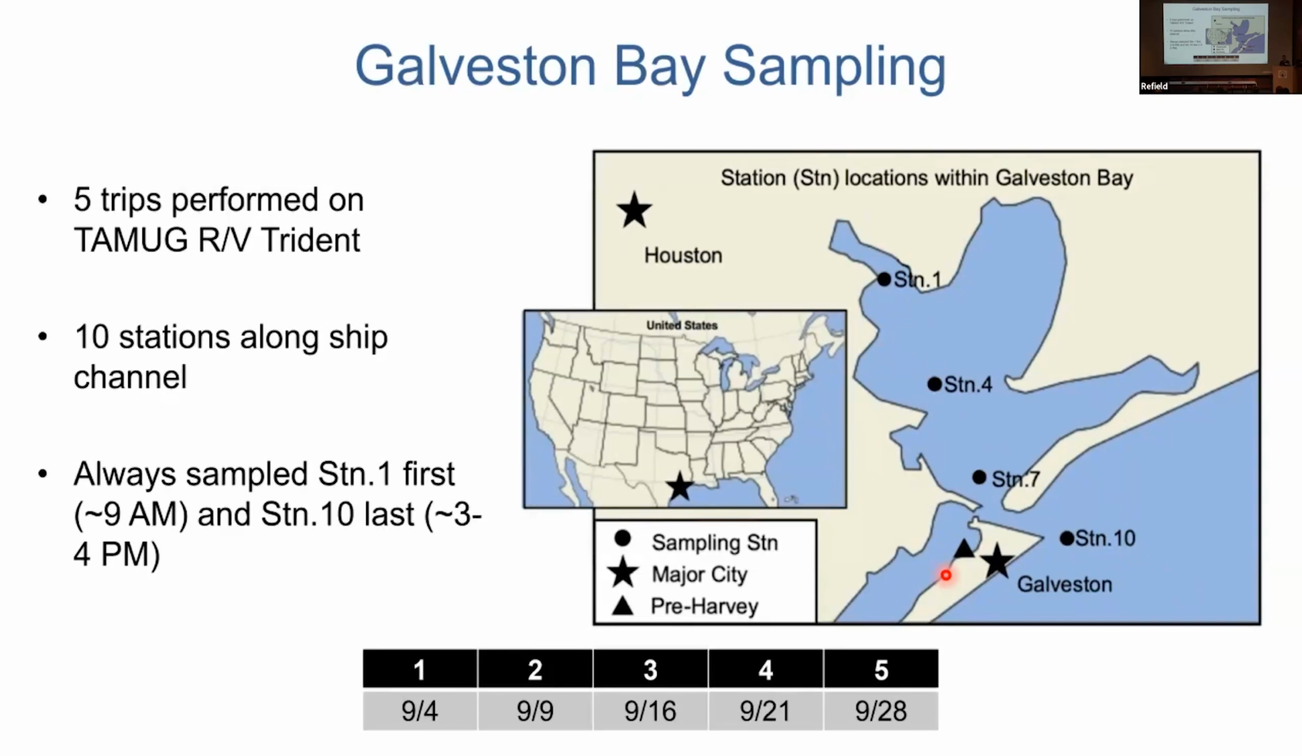And the storm came in, so I had my pre-storm samples. They're not directly in Galveston Bay, but they're pretty close to the water quality of Station 7. Every time I show you the data today, I'm always going to go from September 4 all the way to September 28, and the pre-Harvey sample will be on the right or on the left, depending on what I'm trying to show you.